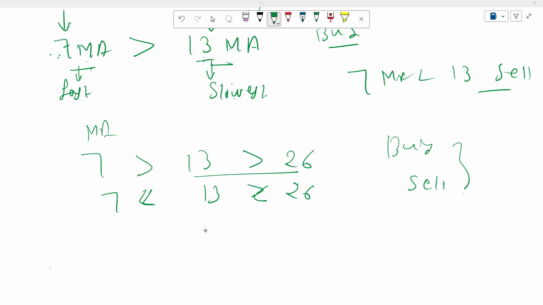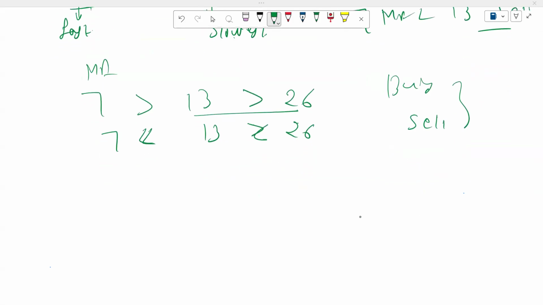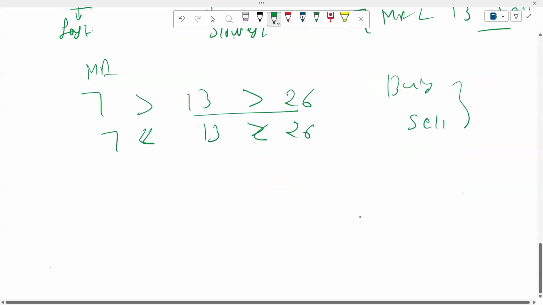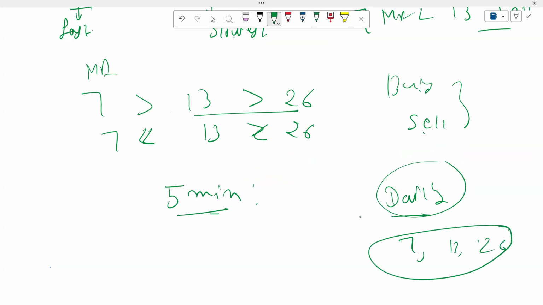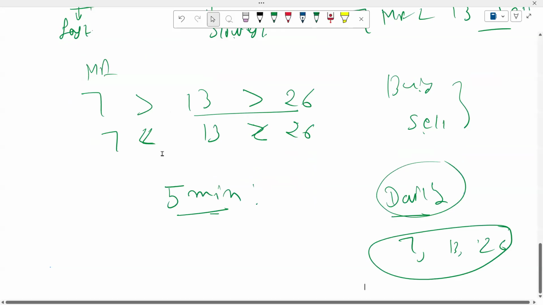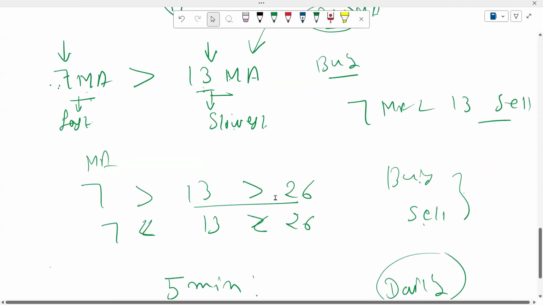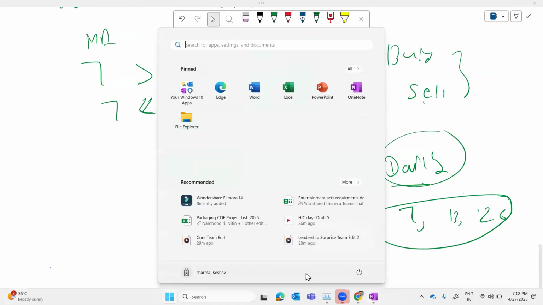If you are a trader, just compare 7, 13, 26 on the 5-minute chart if you are doing intraday trading, otherwise compare it on the daily chart. If you want to take any decision on a stock, whether I should buy or sell, just see 7, 13 and 26. This is the most famous interval I am telling you, and the accuracy of this interval is good if you just compare.